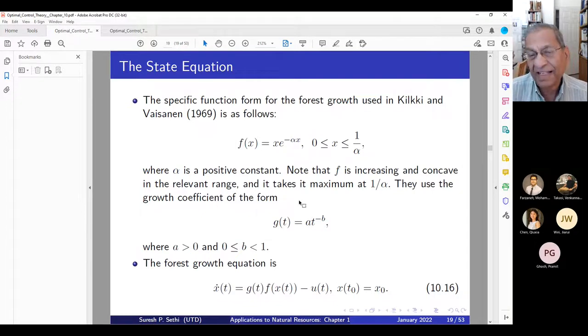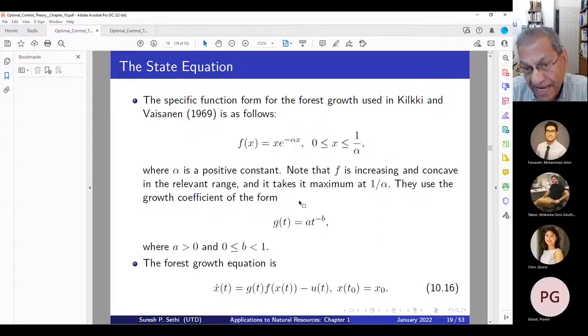The model will not allow us to come to a point where the tree is declining and we are not doing anything about it. Because when it declines, it rots, and you don't get any timber out of it. So basically, we are only interested in this part of the function in this range. Beyond 1/alpha, we are not interested. So that's one part. The second part is the time.